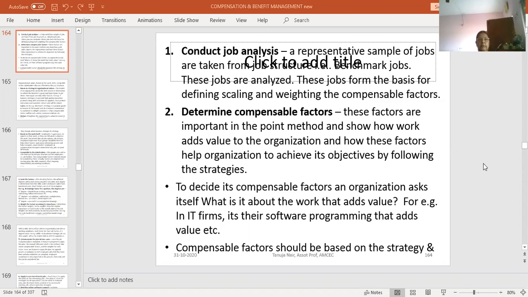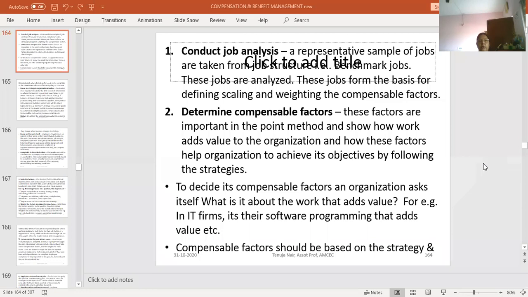So last class we were discussing the point method. What are the steps in the point method of job evaluation? So first step is we analyze a sample of jobs which are there in your organization, and you find out the job content of each job.